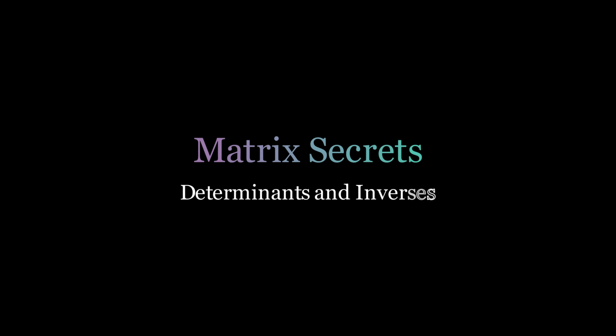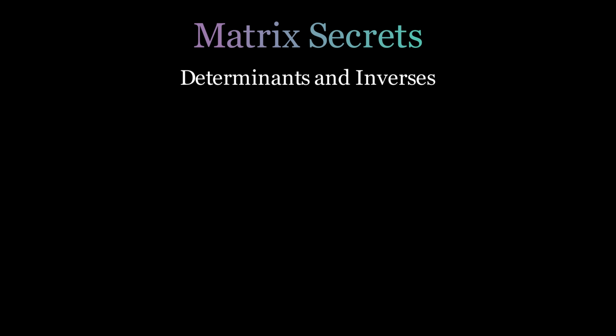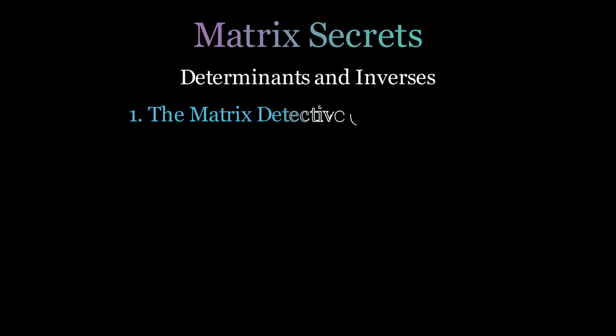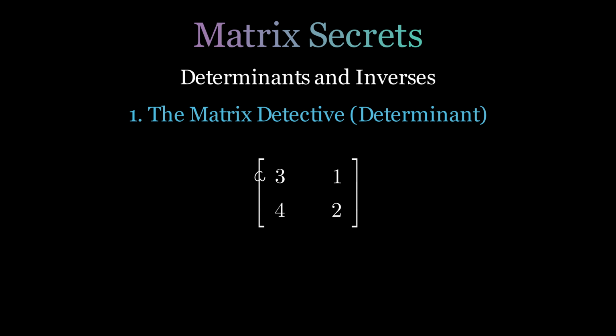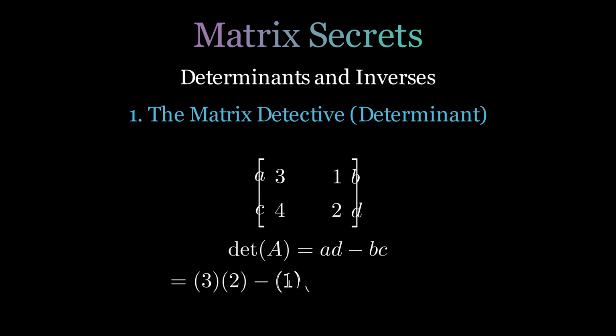Matrices have special secrets hidden inside them. Let's discover how determinants and inverses reveal these secrets. The determinant is like a detective that investigates a matrix. For a 2 by 2 matrix, it calculates ad minus bc.